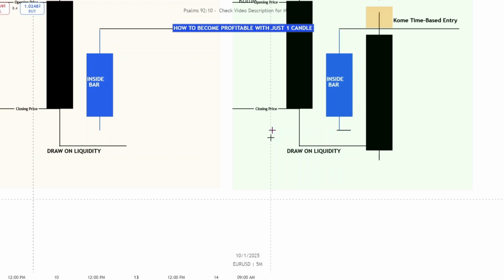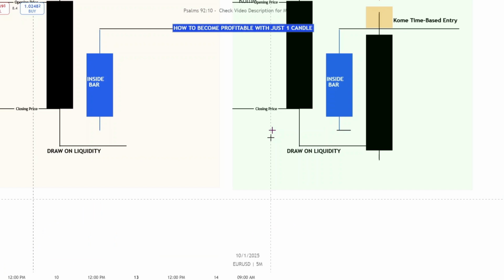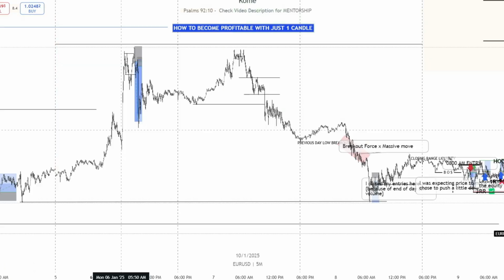Okay, so we have this as Friday, we have this as Thursday, we have this as Wednesday. So as you can see, let's go previously. We have this as Monday. This is Monday. That's very nice. Sell from the New York session. Like Telegram, you'll find all of these entries right there.